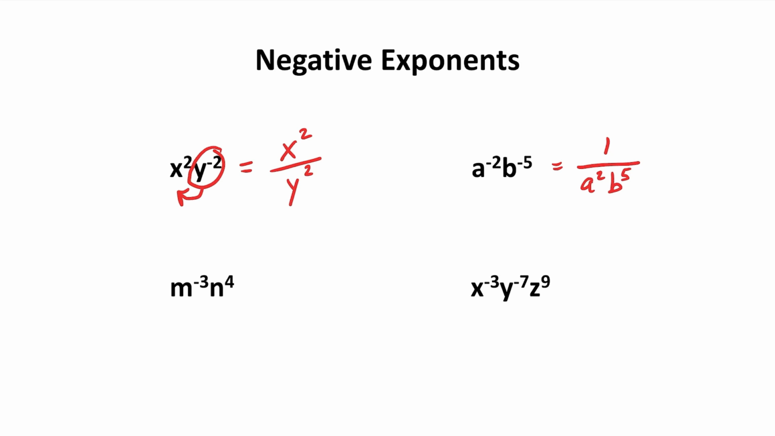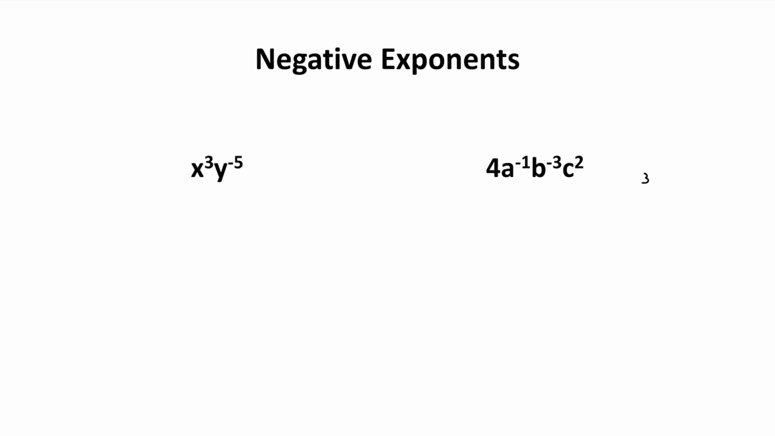Pause the video, see if you can do these last two, and then I'll check them, okay? Or you can check them while I do it. N to the 4 stays right where it's at. If it's positive, you leave it alone. If there's a negative, you bring it down here. This one, z to the 9, stays on top. The negatives come down. x cubed, y to the 7th, just like that.